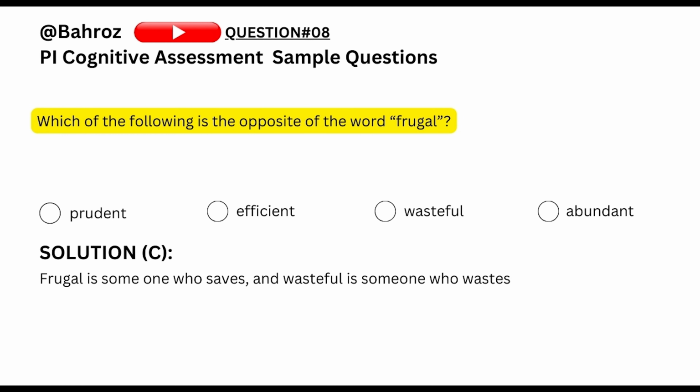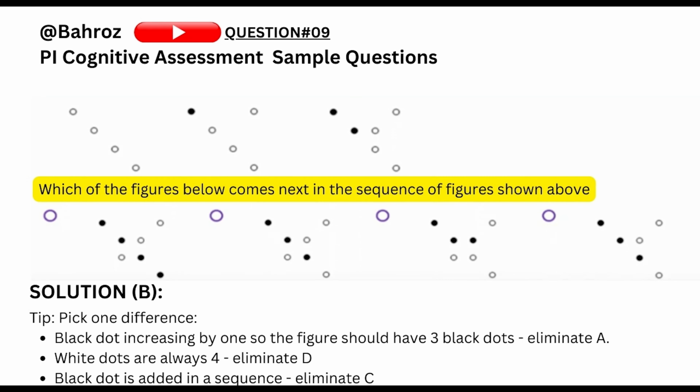The next question, which is question 8: which of the following is the opposite of the word frugal? Frugal is someone who saves and wasteful is someone who wastes. So wasteful. Question 9. Here, which of the figures below comes next in the sequence of figures shown above?